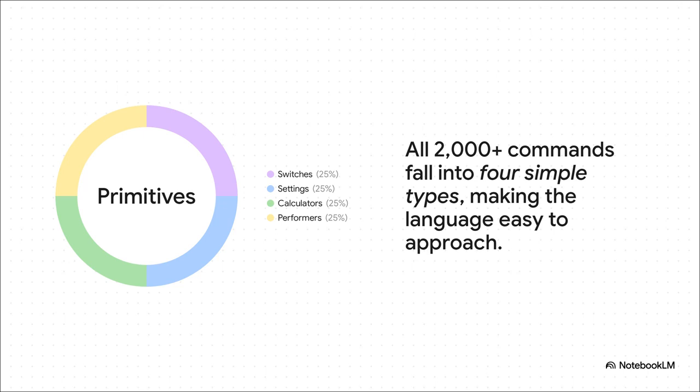But, and this is important, don't let that big number scare you. All 2,000 plus commands boil down to just 4 simple types. You've got switches, which just turn things on or off, settings, where you define a value, like a color, calculators, which give you back a result, like adding 2 numbers, and performers, which just do something, like move the turtle forward. It's all neatly organized.